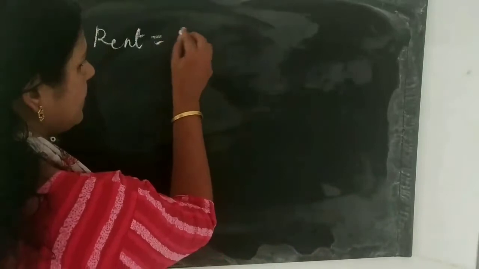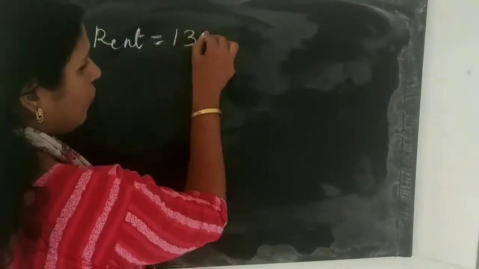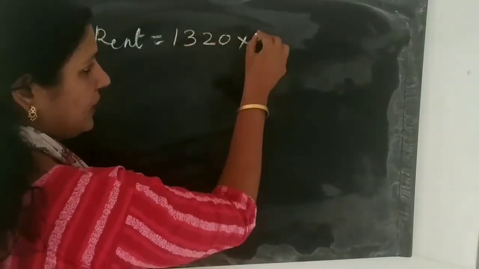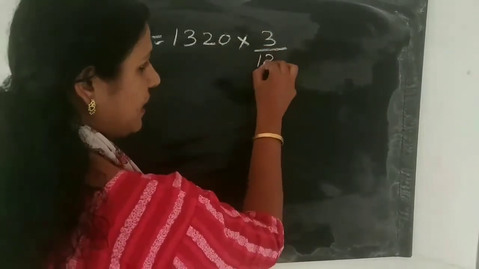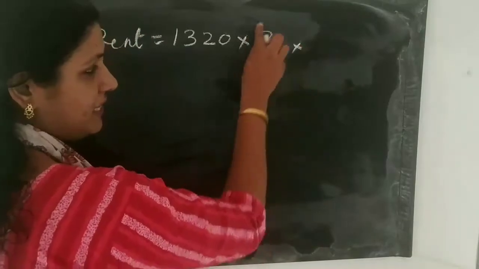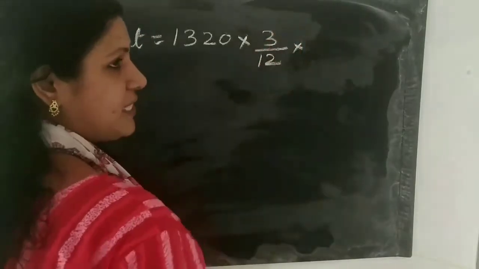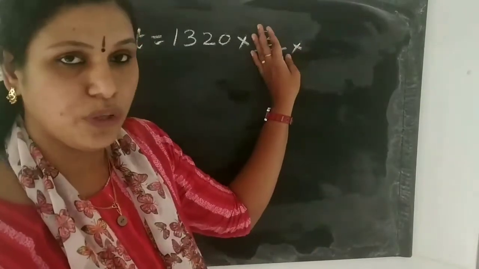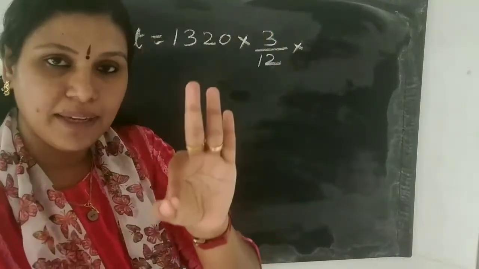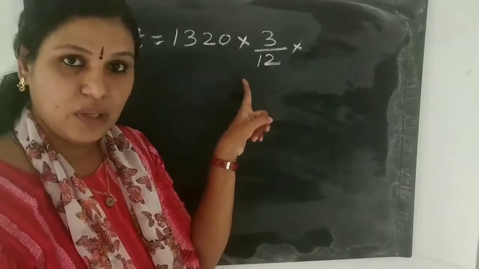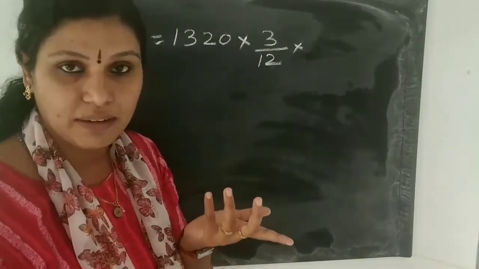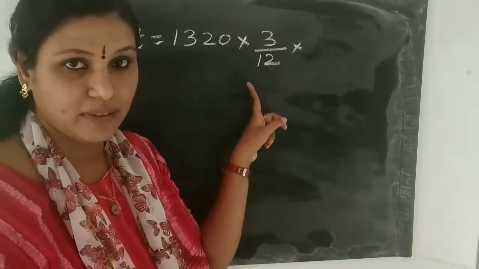How many months are there in a year? That is 12 months. So we get the answer as 1320 into 3 by 12, because the company had it for only 3 months. If it were 2 years, we would write 2 years, but here only 3 months are there, so we write 3 by 12. If it's 7 months, we write 7 by 12.